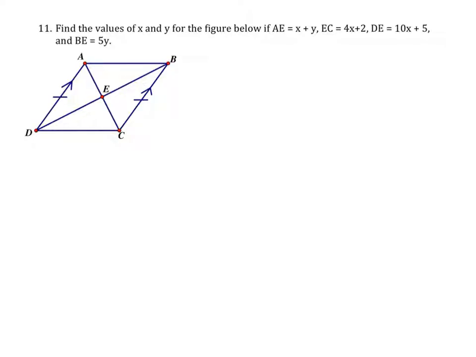When I take a look at this problem, I notice one pair of sides that are parallel and congruent. This indicates that I'm dealing with a parallelogram. And one of the properties of a parallelogram is that the diagonals bisect each other. So AE is equal to EC and DE is congruent to EB, which means I can write two different equations.